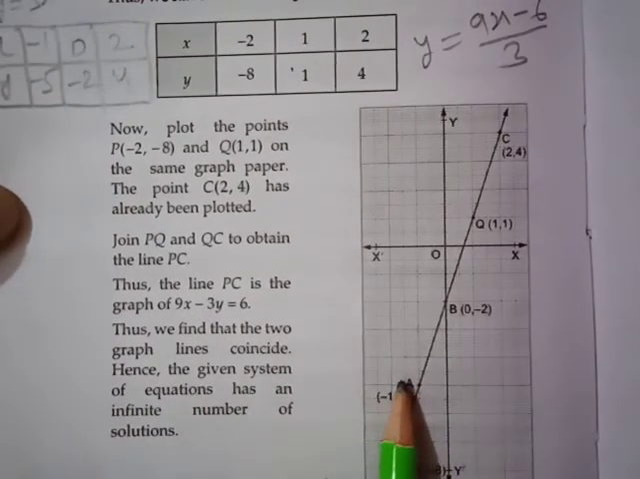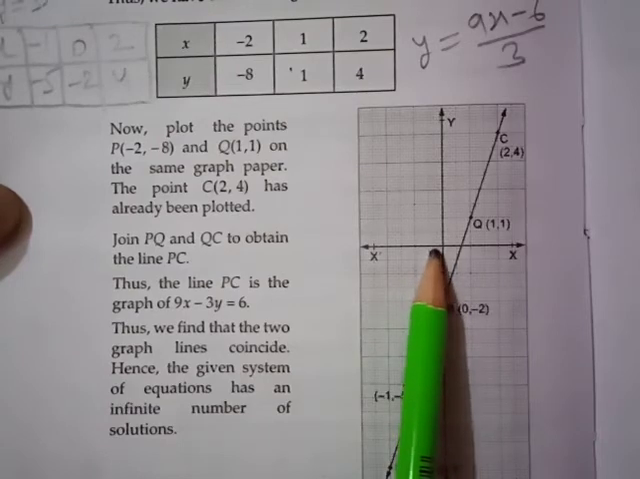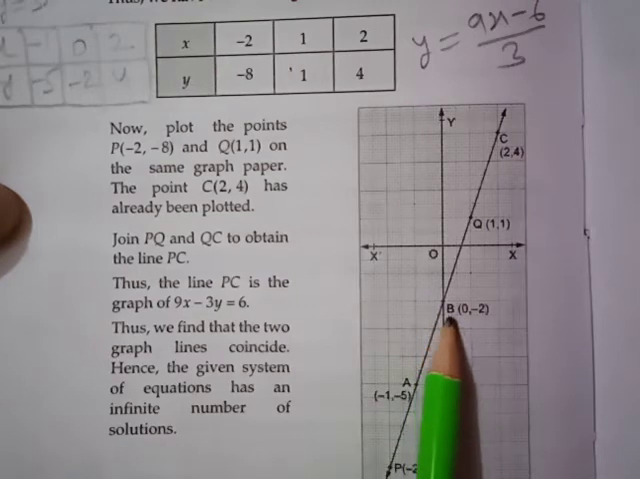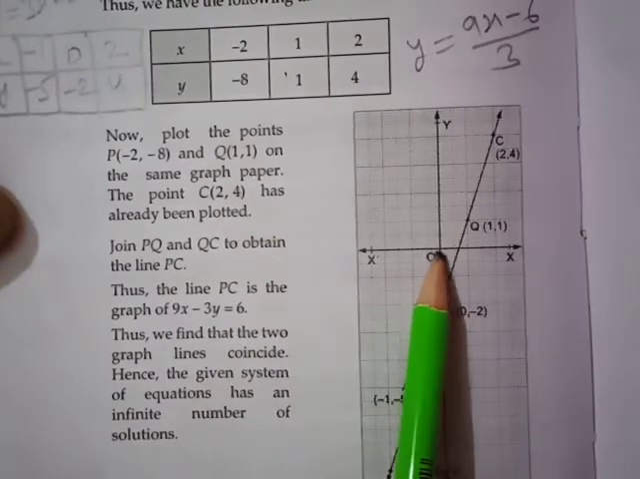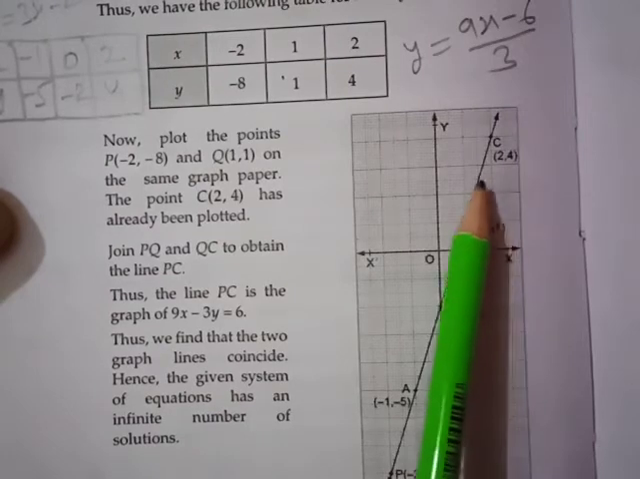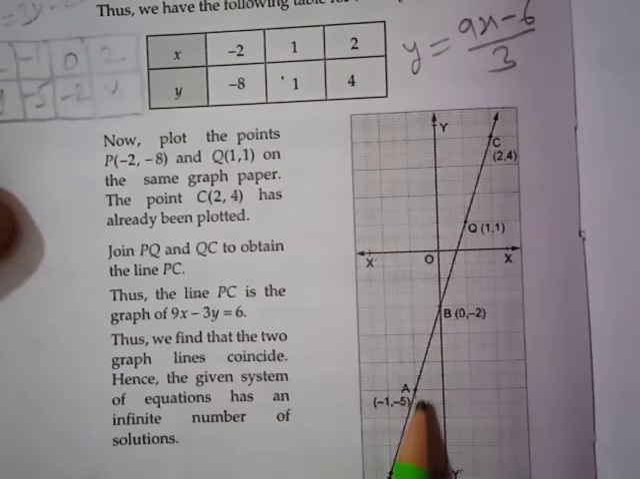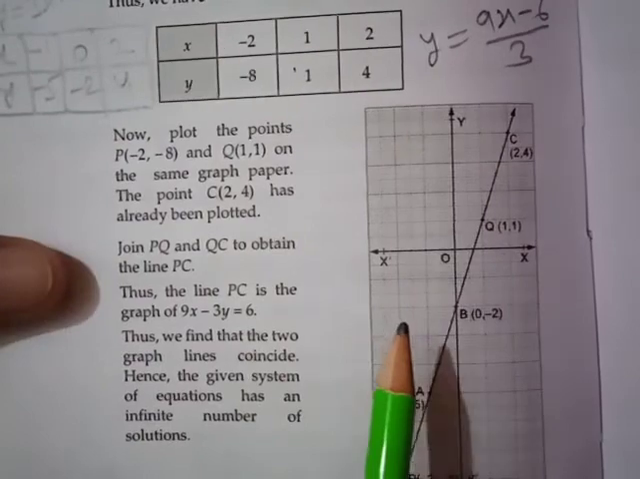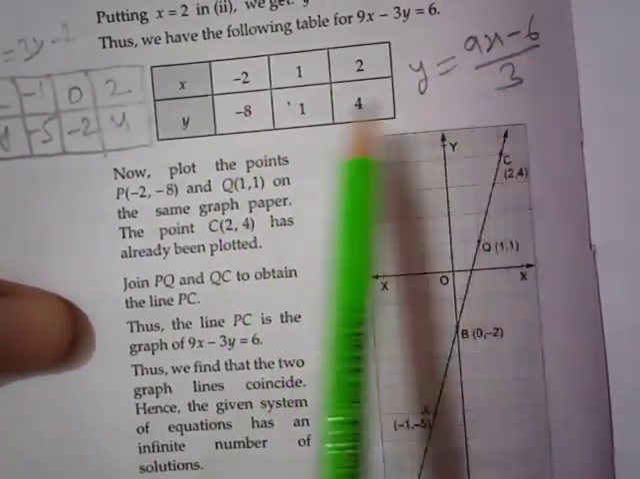Now the next point is x is 0 and y is minus 2. Start from 0, 1, 2, minus 2. Plot this point as B, 0 comma minus 2. The third point is 2 comma 4. Start from here, 1, 2 and 4, 1, 2, 3, 4. Plot this point as C, 2 comma 4. Joining these points, we are getting ABC as a line.